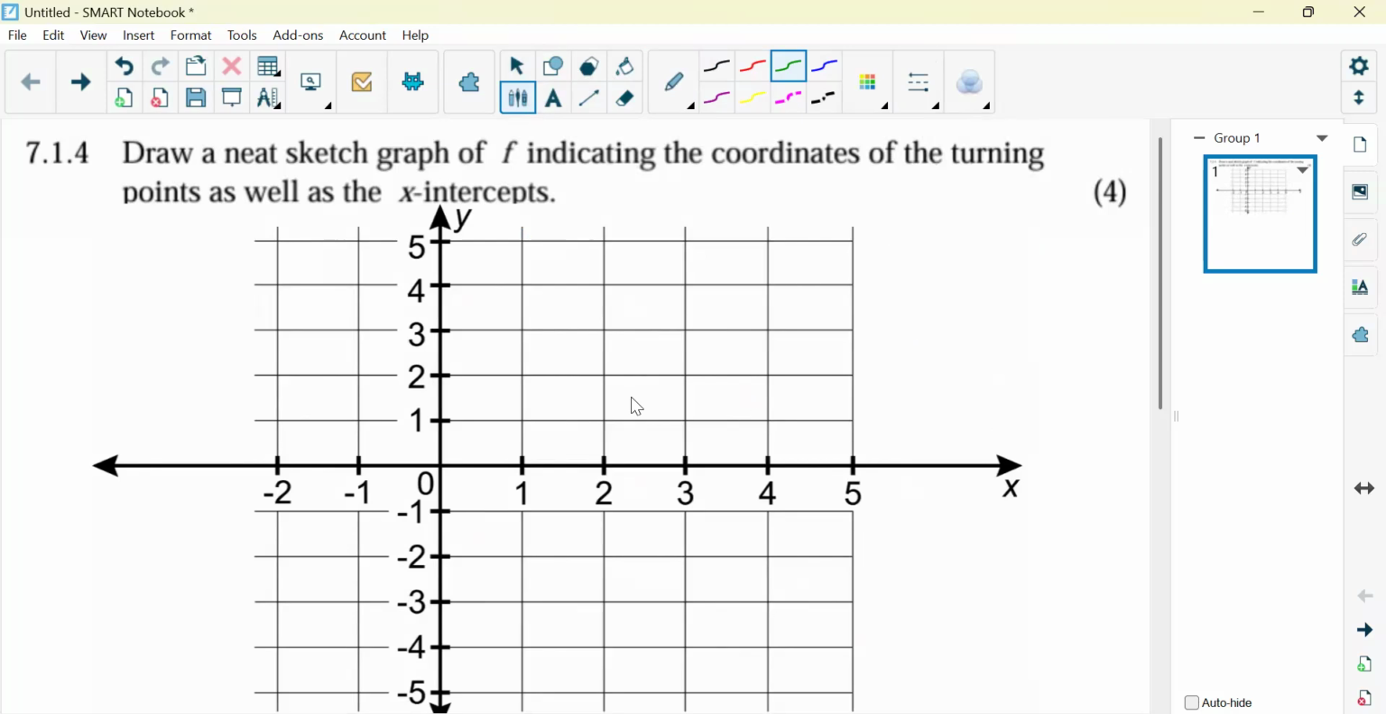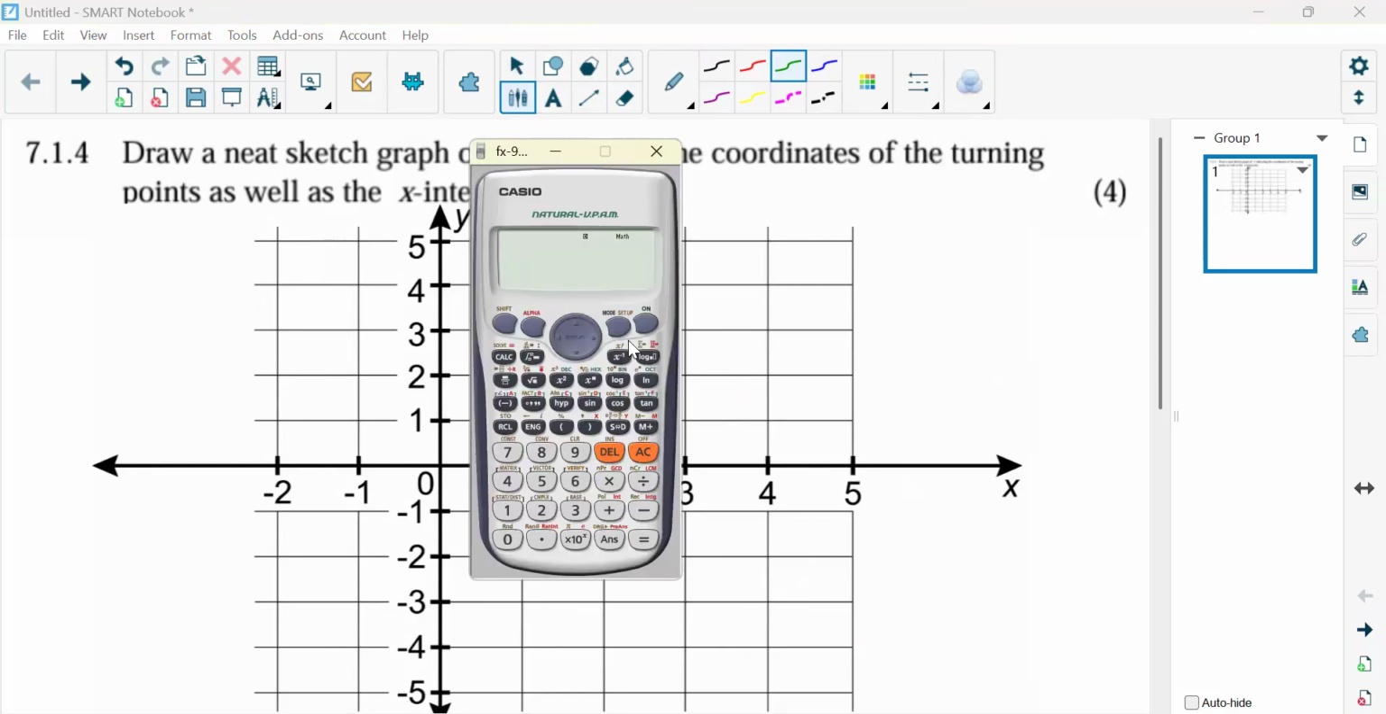Let's go to the Casio calculator. We're going to press mode. Then you're going to look for table. For me, it's option 7, depending on the price of the calculator. And then it says f of x.